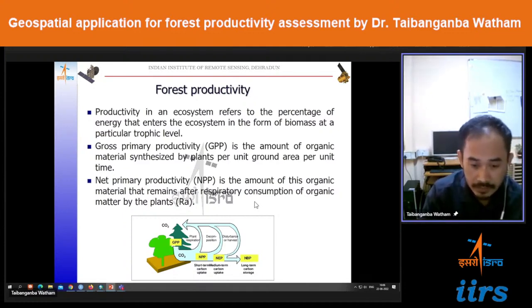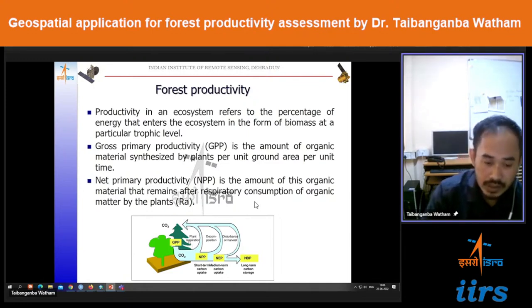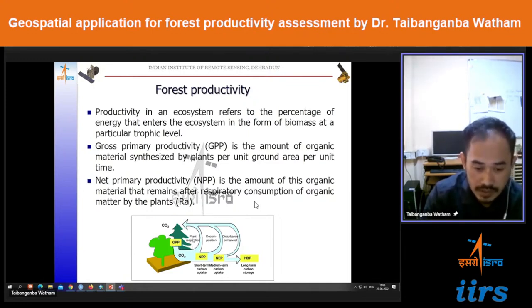So if we look at the figure below, how much photosynthesis has taken place per unit time, and how much carbon dioxide has been sequestered or taken in by the plant, the total is the gross primary productivity. Out of that GPP, how much has been released back to the atmosphere through the process of plant respiration? What remains is called the net primary productivity.